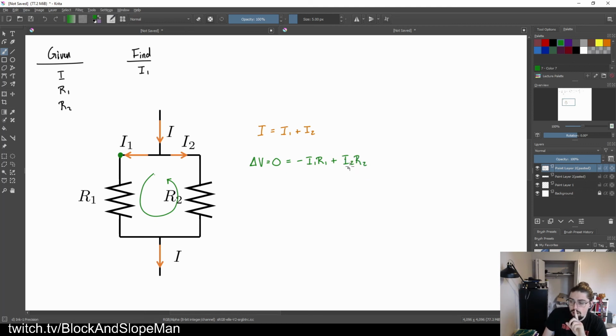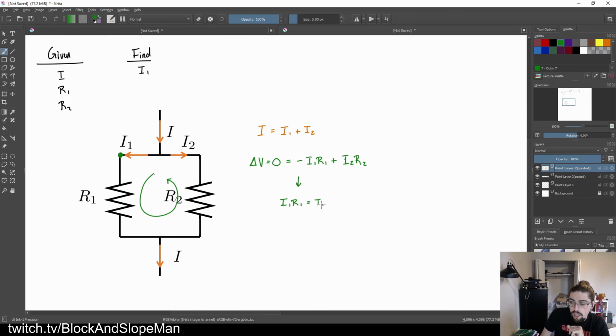Okay? And if I look at this thing, I can say, okay, I1, I like that. R1, I'm fine with that. R2, I'm fine with that. And it's got I2 in it. We can rearrange this in terms of I2 and plug it into our equation in orange. So let's do that. I'm going to move over one of these terms first.